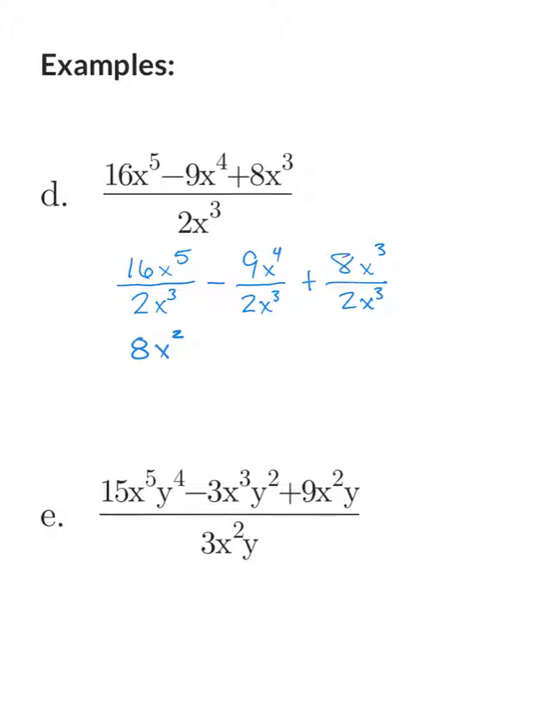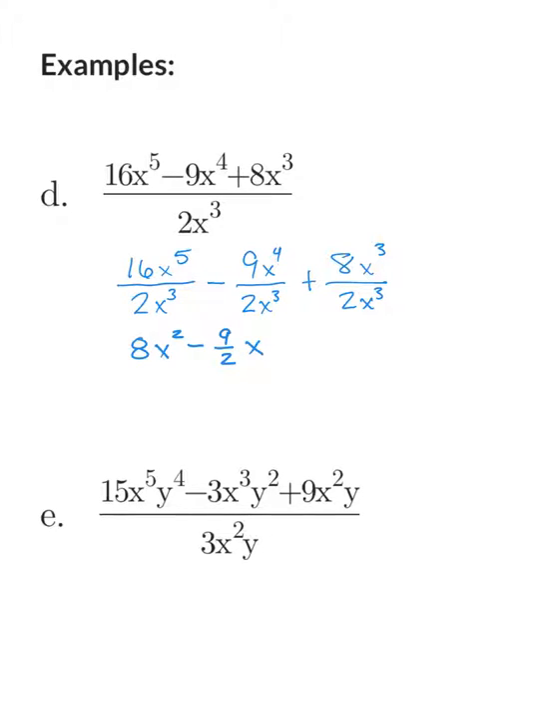The second one, we have 9 over 2. I can't do anything with that, so I'm just going to leave it as 9 over 2. For the x's, we have 4 x's on top, 3 on the bottom, so I can cancel 3 of them, leaving me with just 1 x.